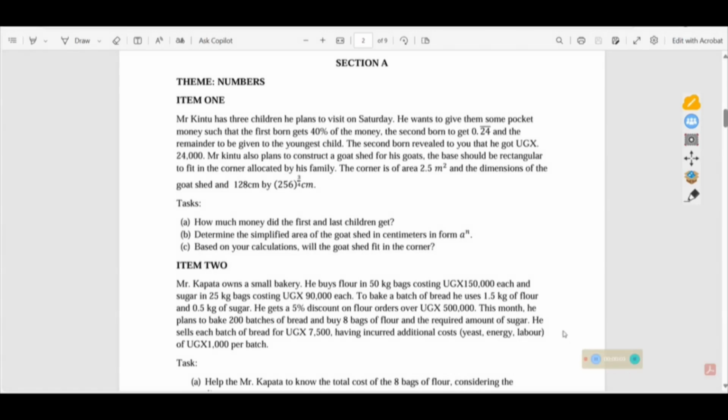The following are some of the items. Make sure that you go through each of these items and see how best you are prepared for the forthcoming exams. So this is item number 1, and it is about the numbers. So here it is. Go through this question here and see if you are able to get the answers.